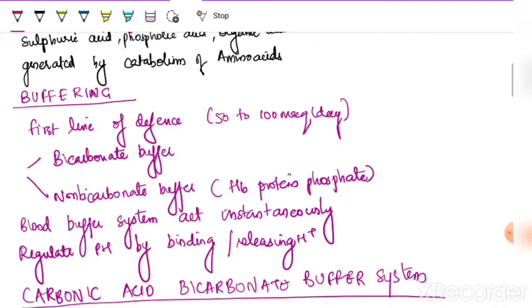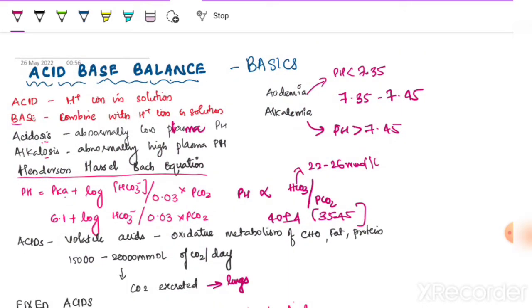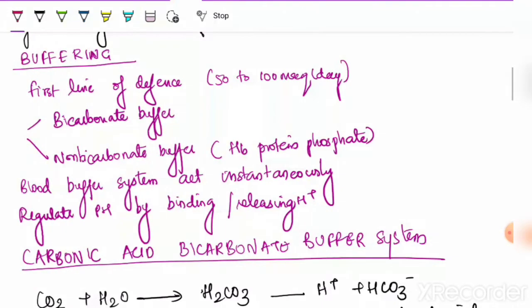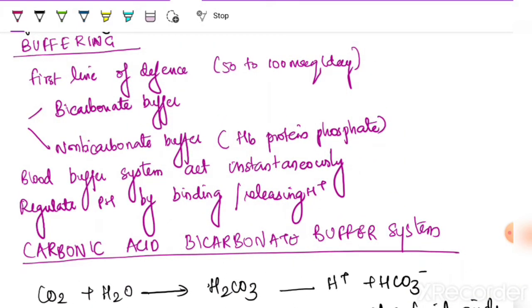Now let's come to an important topic called buffering. If there is any alteration in pH, that is acidemia or alkalemia, the buffer comes into action. These buffers are the first line of defense against this change in pH. Normally, 50 to 100 milliequivalents per day of changes are produced. There are bicarbonate buffers and non-bicarbonate buffers. Non-bicarbonate buffers include hemoglobin buffer, protein buffer, and phosphate buffer. The blood buffer system acts instantaneously and regulates pH by binding or releasing H+.